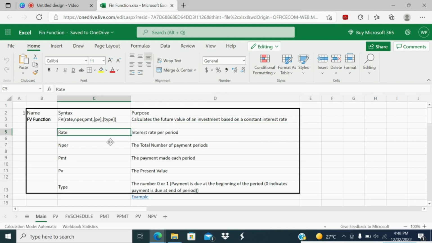The first argument is rate, the interest rate. Second, NPER, that is the total number of payment periods, and PMT, the payment made each period, and PV, that is the present value, and the type, the number 0 or 1. This is optional. 1 indicates the payment is due at the beginning of the period, and 0 indicates payment is due at the end of the period. Let's see this function with an example.